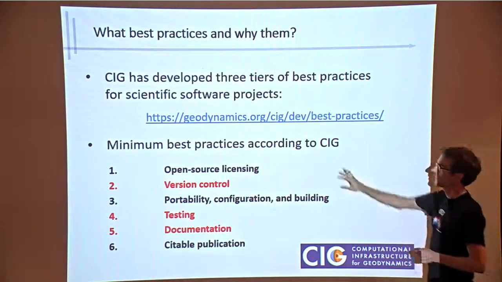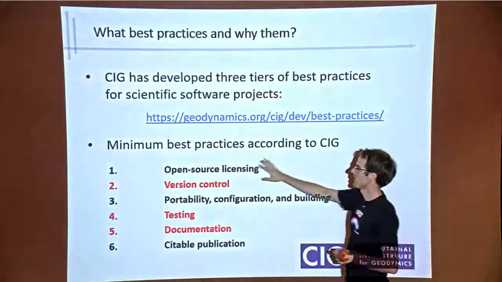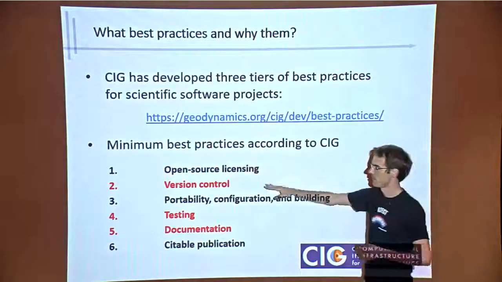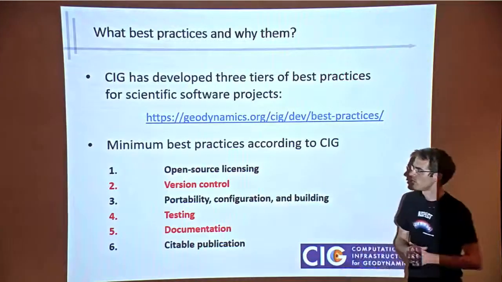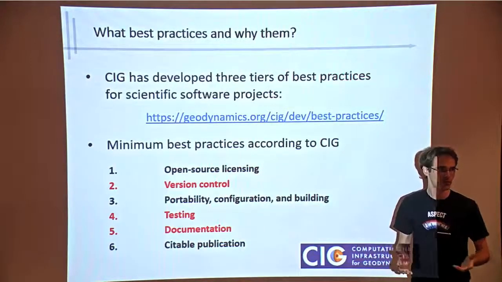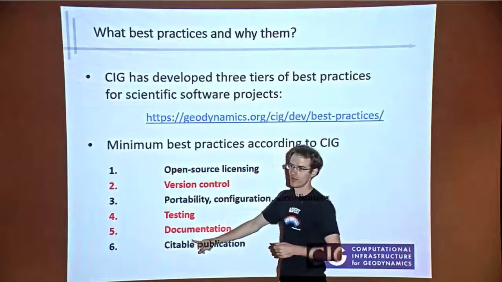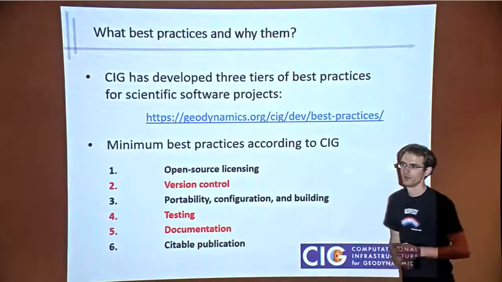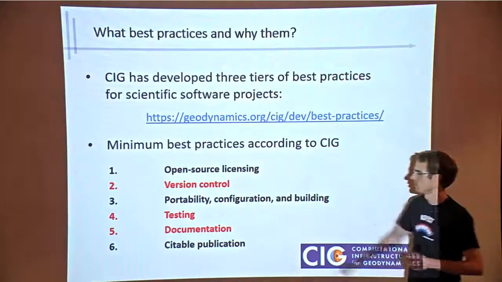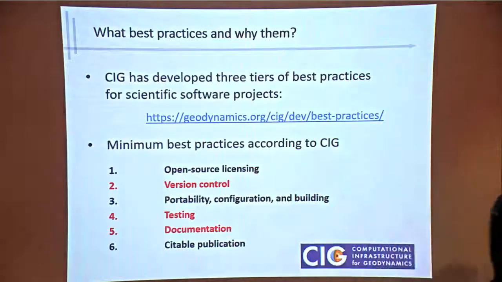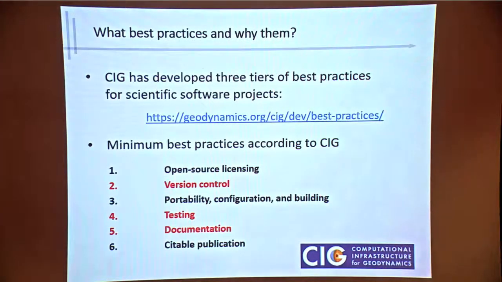But here I've taken the minimum best practices as they are posted on the website of CIG. And these are the 6 points that all software projects by CIG have to fulfill, at least. And again, you see that there are 3 points that already came up in the best practices of the 2 other sources: version control, testing, and documentation. And that's what I want to spend the rest of this talk on.